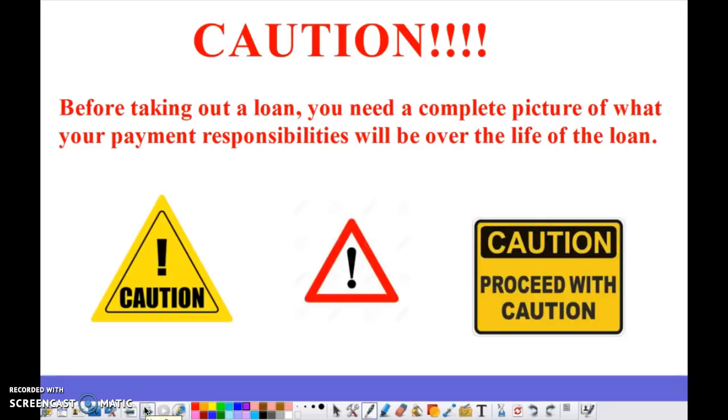So before taking out a loan, you need a complete picture of what your payment responsibilities will be over the life of the loan. When you get a loan, you're not just paying back what you got the loan for, you're also paying quite a bit of interest. So you have to make sure you're aware of that.